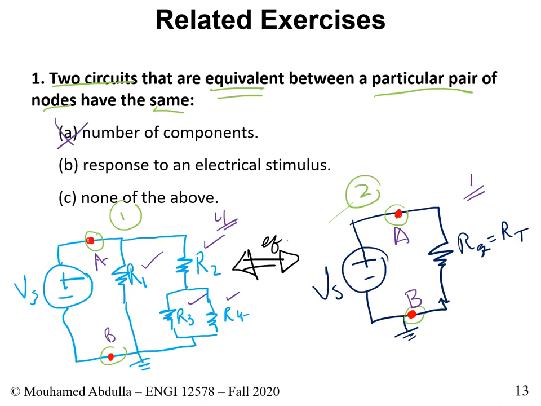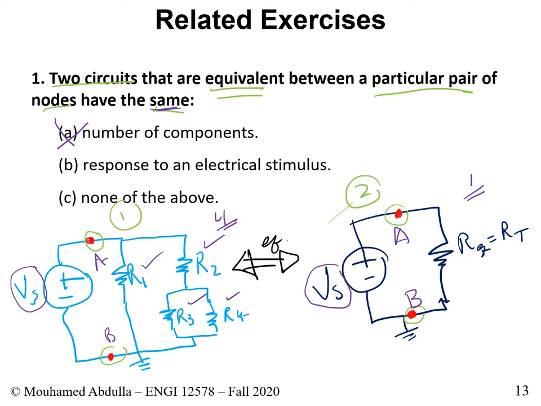If you have two circuits that are equivalent between a pair of nodes, node A and B, the number of components is not the same. So clearly this is not true. B, the response to an electric stimulus should be, so between two nodes we'll have the same response to an electric stimulus. So if you look here, where is your electric stimulus? Well, it is your source. This is your electric stimulus. This is the energy source for your circuit, right?